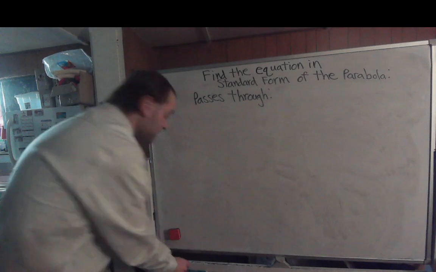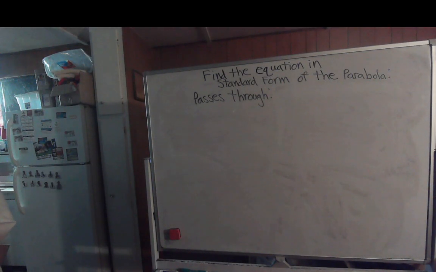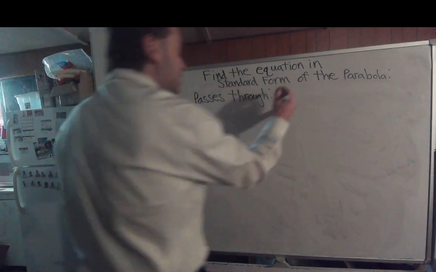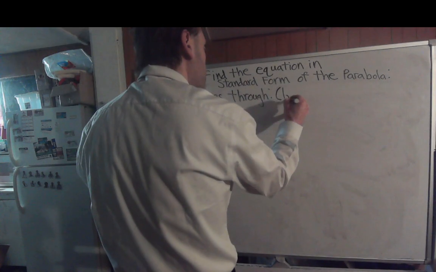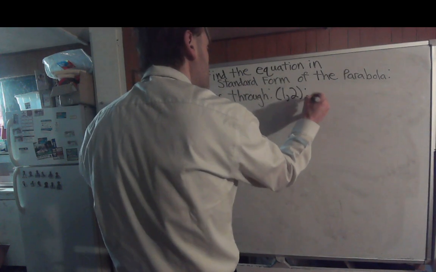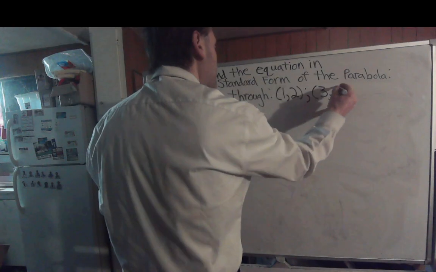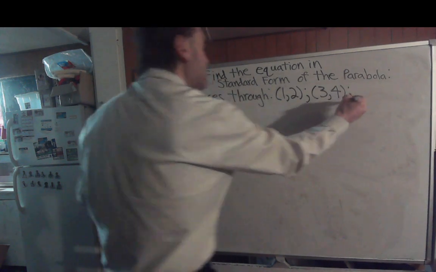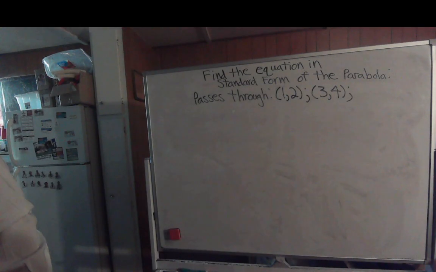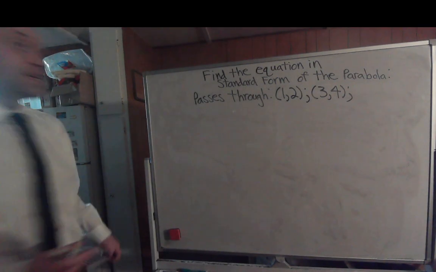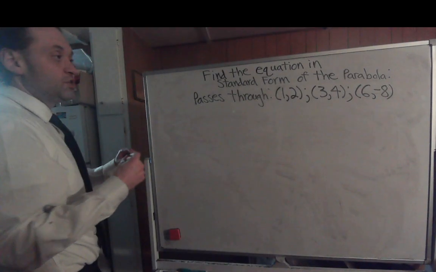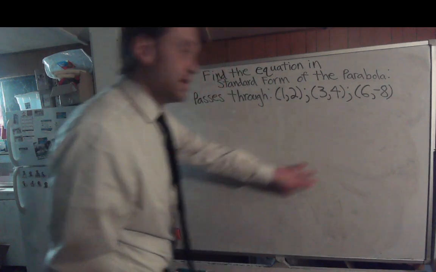Let's do the next one here. I got two more, then we're done. All right, let's see. Passing through the points 1, 2, 3, 4. And then what's the third point? 6, -8. So this parabola passes through the points 1, 2, 3, 4, and then 6, -8.